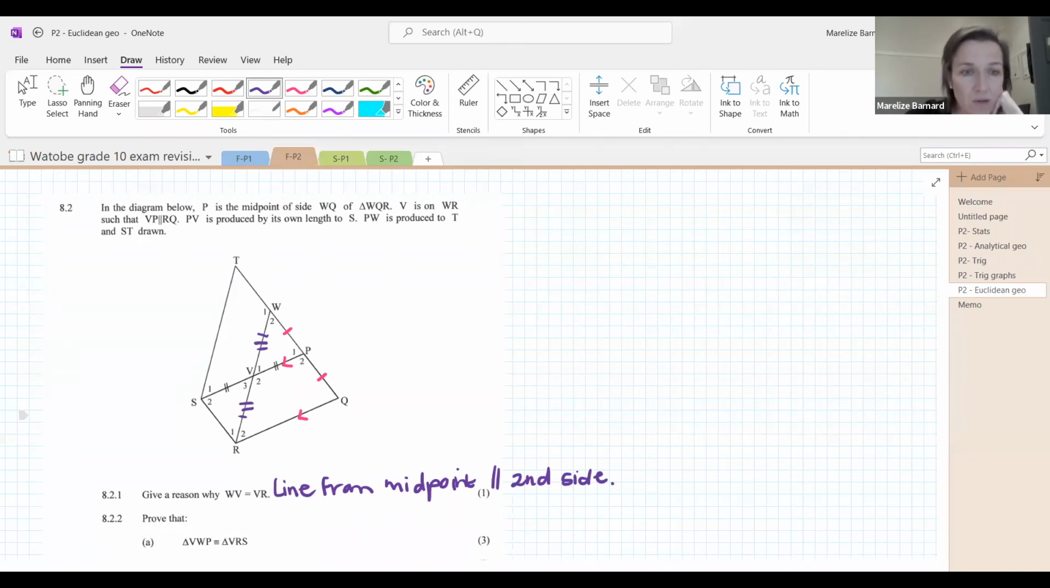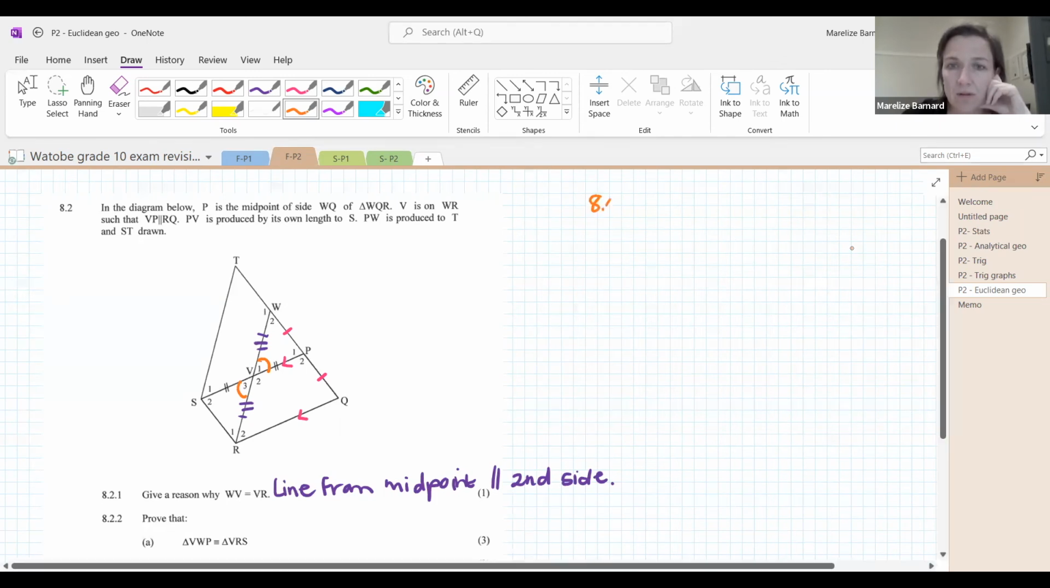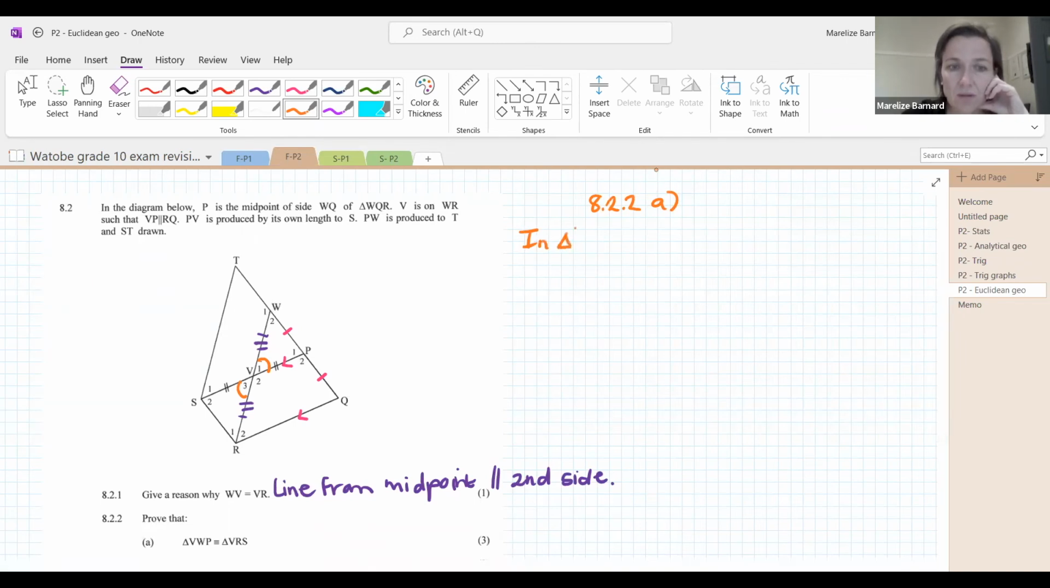Okay, so that's VRS. That's going to be pretty straightforward because we've got the purple sides that are the same, and then we've got the two marker sides that are the same, so VP equal to VS, and then we can also do an angle V1 equal to angle V3 because of vertically opposite angles. So I'm going to write the congruency proof over here, and that's in triangle VWP and triangle VRS.